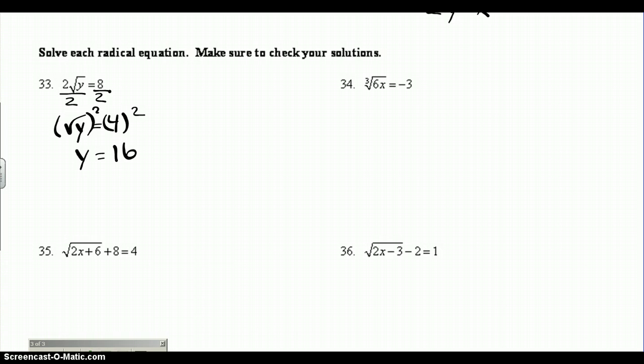Okay, we can always do a quick check. Just plugging 16 in for y. So I get 2 times the square root of 16 equals 8. The square root of 16 is 4. 2 times 4 equals 8. We are all good.